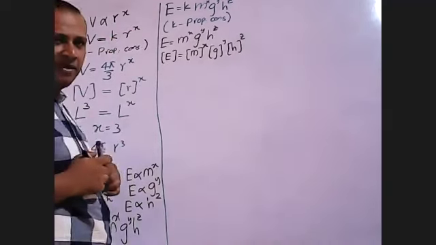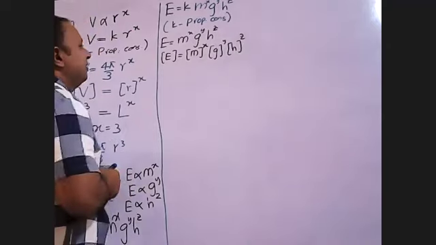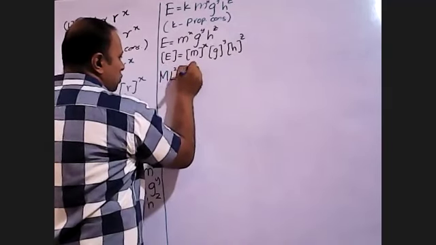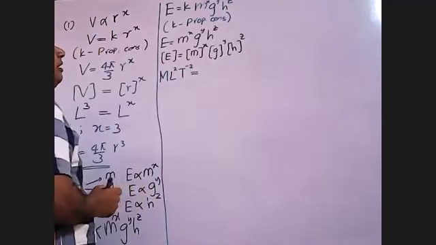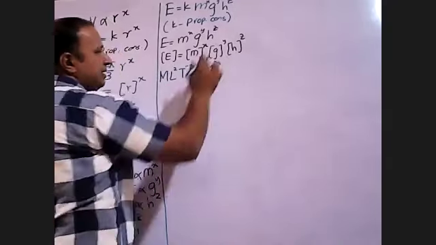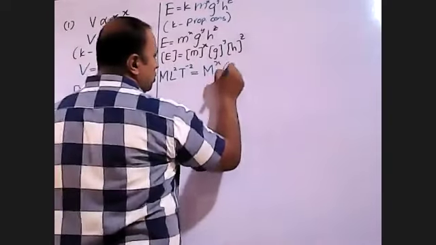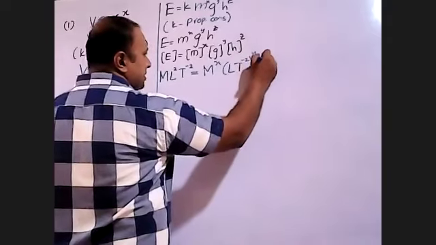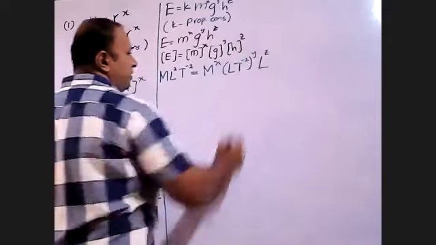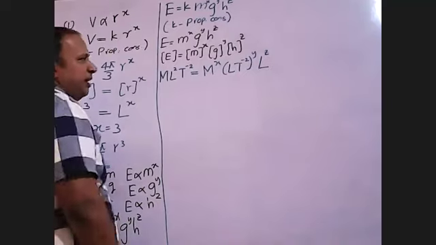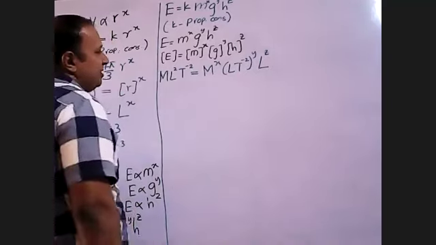Dimension of E is M L square T minus 2. Therefore, M is mass, so M to the power x. This is L T minus 2, L T minus 2 to the power y. And h is L, so L to the power z. Okay, now you can simplify this one.